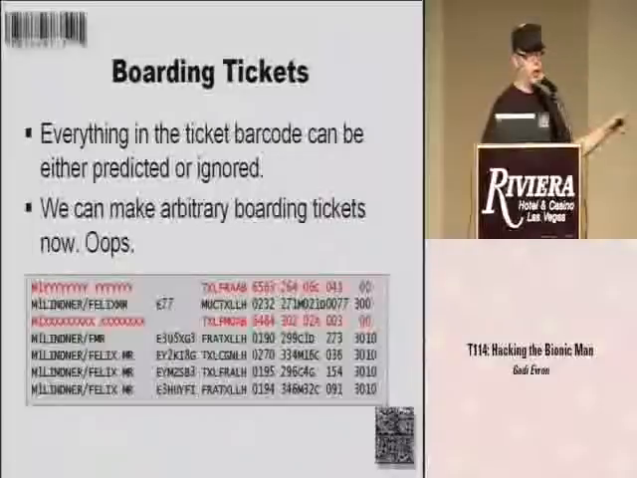Now, they don't have a PNR, which means we don't have any piece of information we cannot predict. So we can say from where to where we want to fly, what our name is, what flight we want to be on, what class we want to be on, and we're going to be checked in, and they will bring us to the gate.